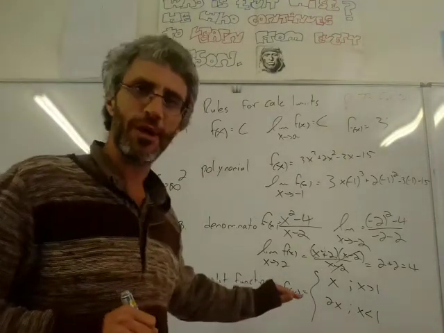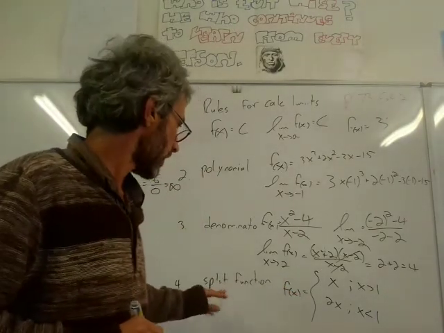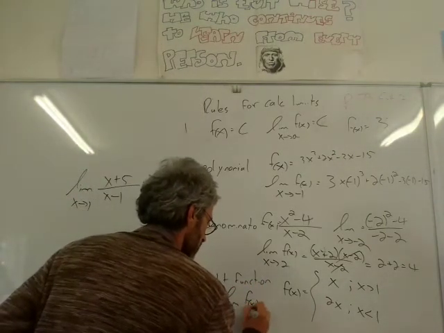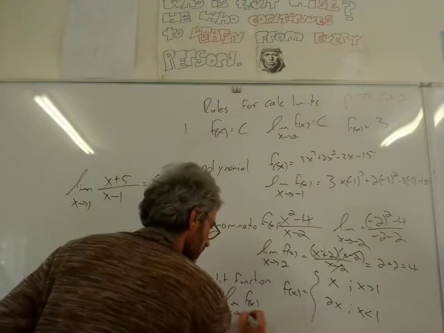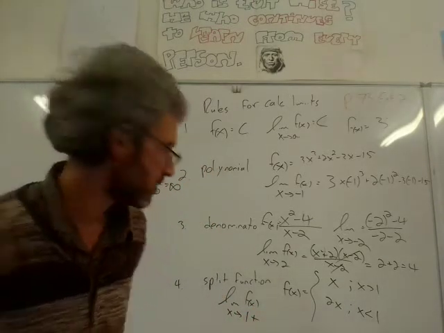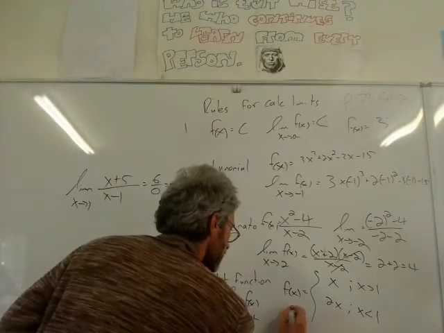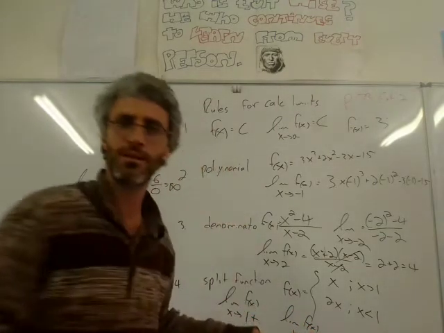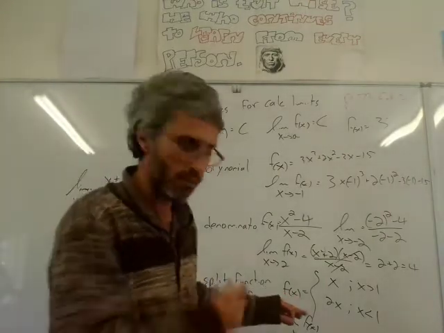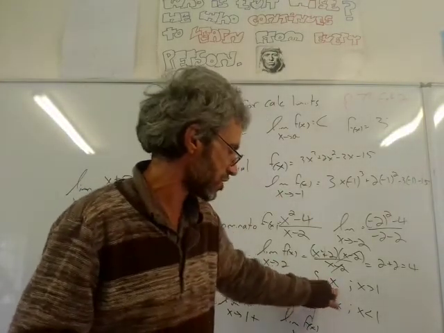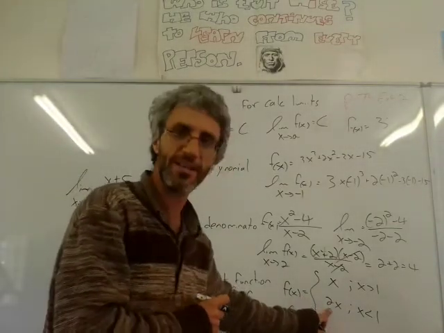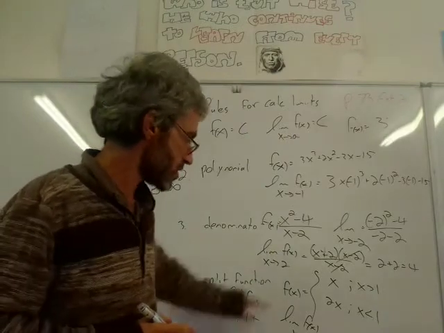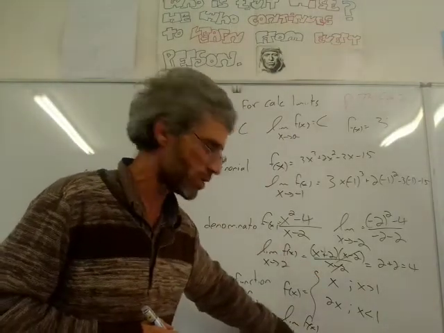But if I have a split function and I want to calculate the limit, then I need to calculate the limit at 1 from the positive, from the right side, and I have to calculate the limit from the negative side. If I go from the right, then I have to use this definition. If I'm finding the limit from the left, I have to use this definition. So it depends what they're asking you.